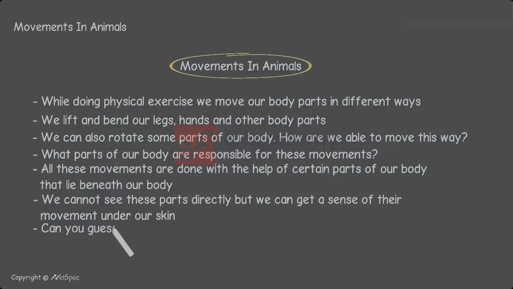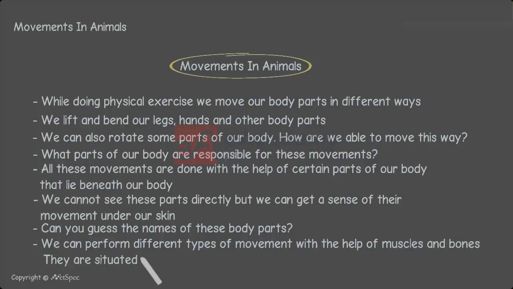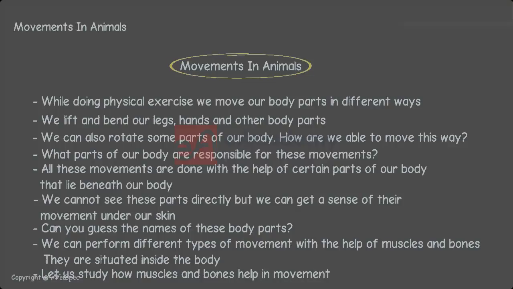So, can you guess the names of these body parts? These body parts are muscles and bones. So we can perform different types of movements with the help of muscles and bones. They are situated inside the body, but we cannot see them outside. So let us see how these bones and muscles help in body movements, especially the human body and its movements.